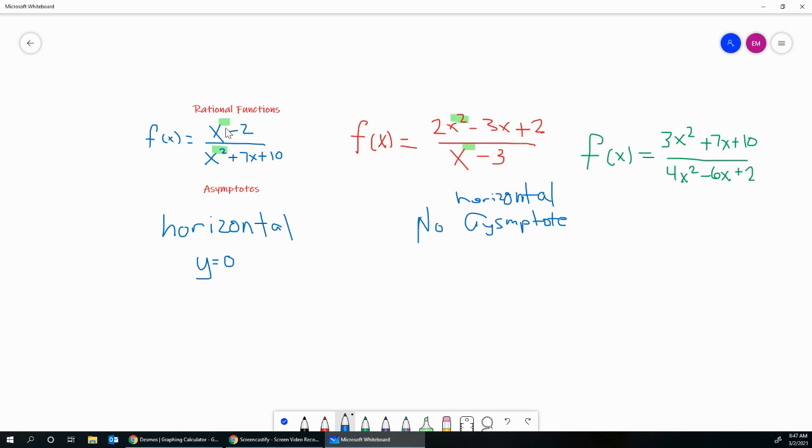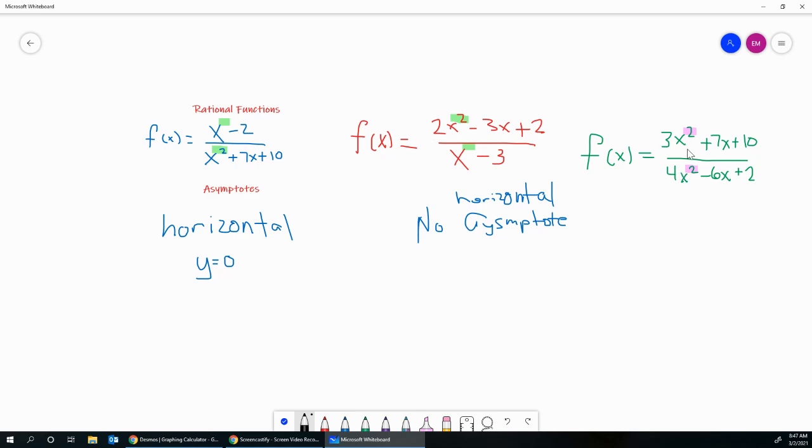Rule number 1, if the exponent in the numerator, and we're talking the largest exponent, is smaller than the largest exponent in the denominator, you have one horizontal asymptote, and so y equals 0. In the second rule, if the exponent in the numerator is larger than the exponent in the denominator, there are no horizontal asymptotes. And the final rule is if the largest exponent in the numerator is the same as the largest exponent in the denominator, you are going to have a horizontal asymptote at the ratio of the leading coefficients.